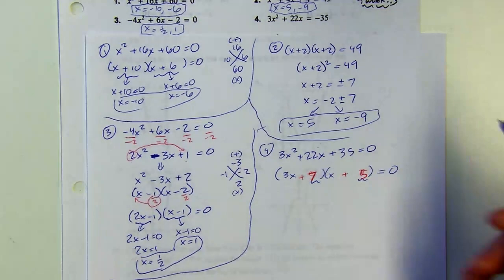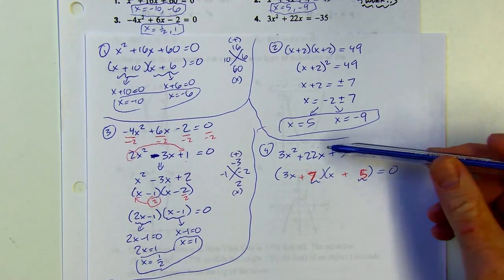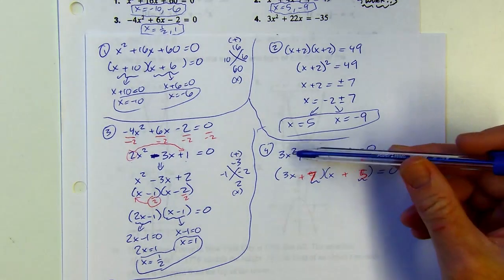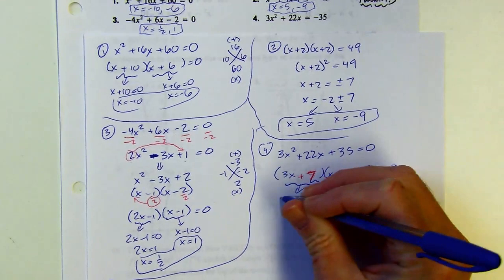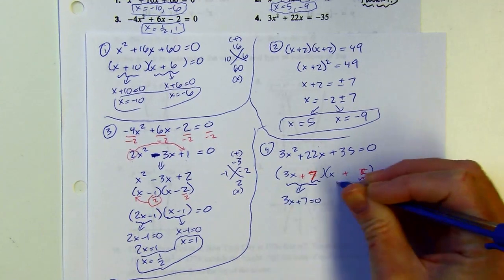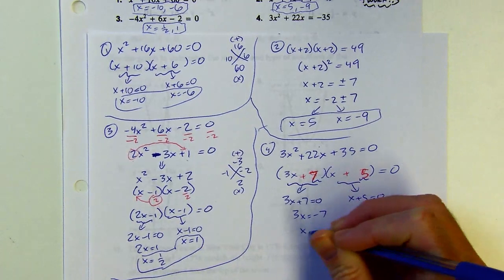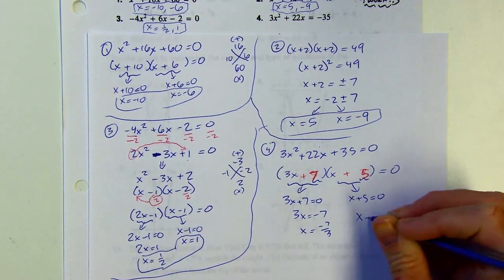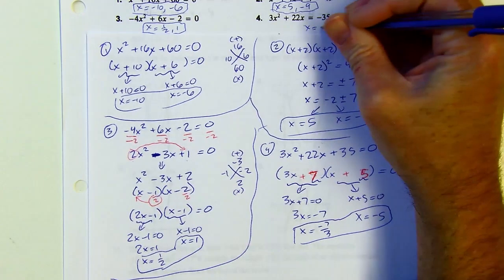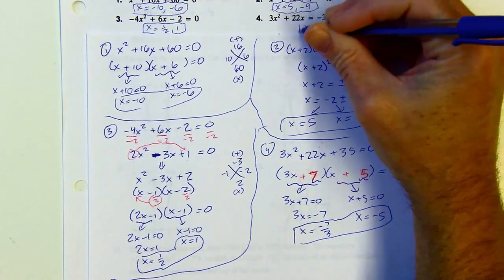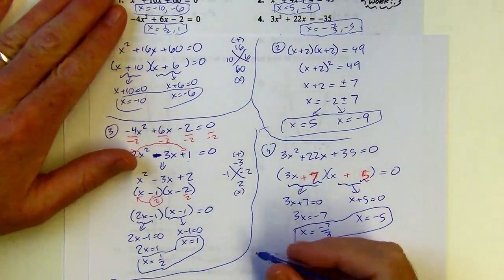Another option, if you don't want to factor a problem with large numbers, is to use the quadratic formula or complete the square, but the quadratic formula would be easier on this problem because of that coefficient there. Okay, so now I can use the zero product property. Okay, and I've got -7/3 and -5. All right, let's move on.